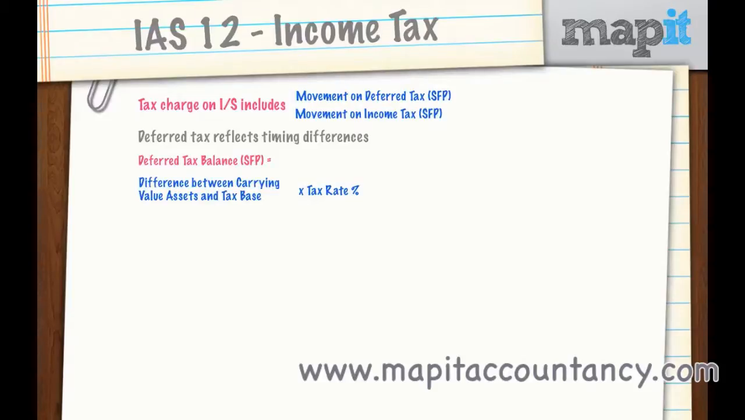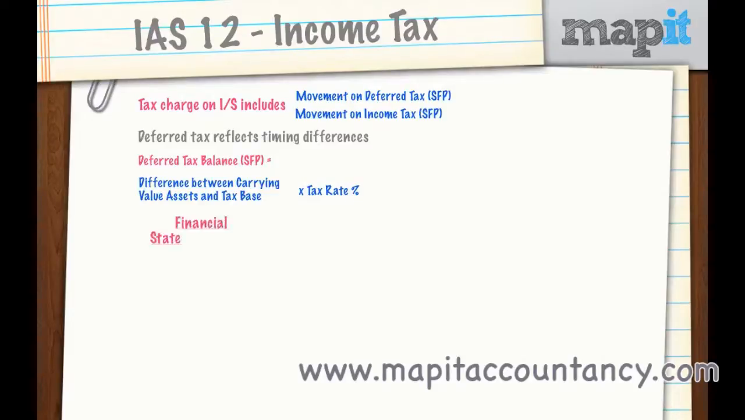So as we said, the tax charge on the income statement will include the movement on that deferred tax balance. There'll be a balance brought forward from last year. There'll be the balance that we calculate that's required for this year, the difference between the carrying value and the tax base times the tax rate. And if there's a difference between last year's deferred tax balance and the one required this year, then that movement will be posted to the income statement.